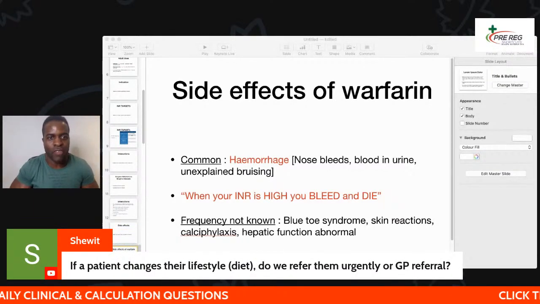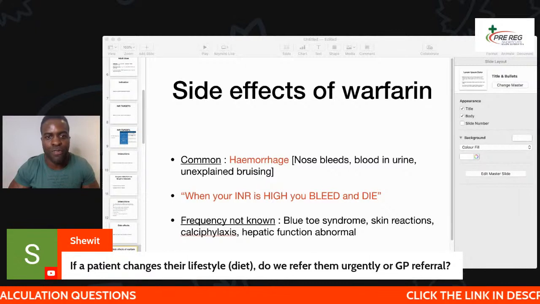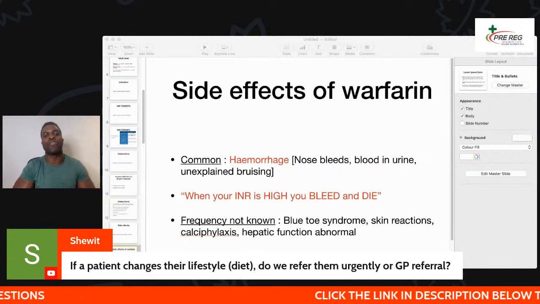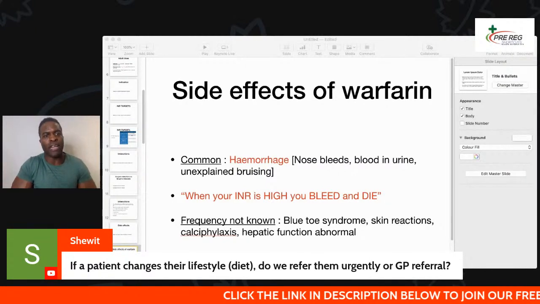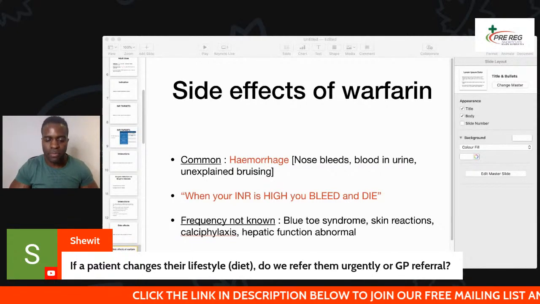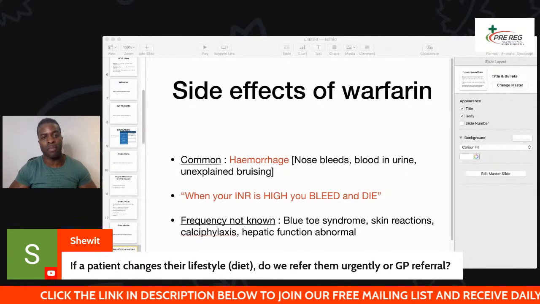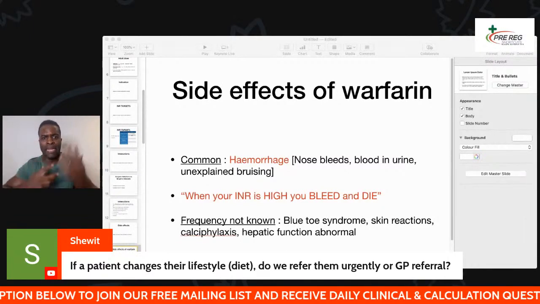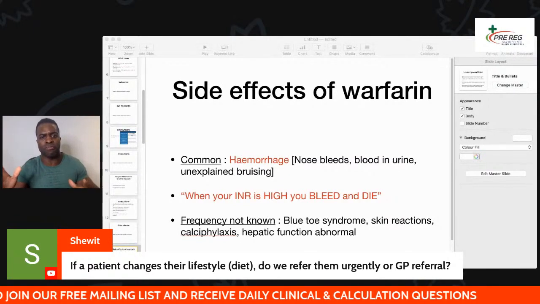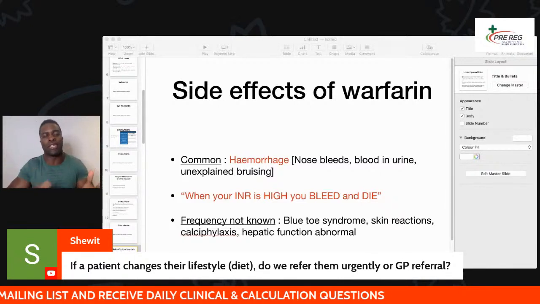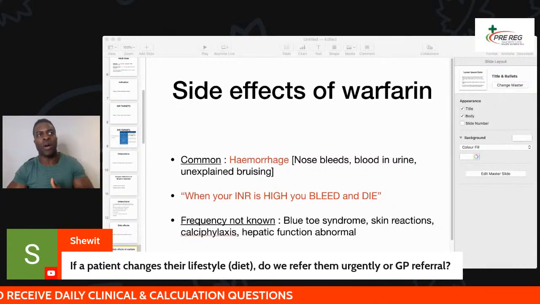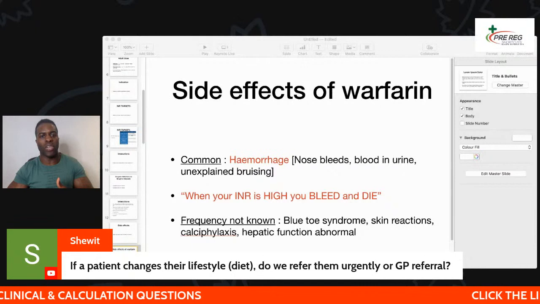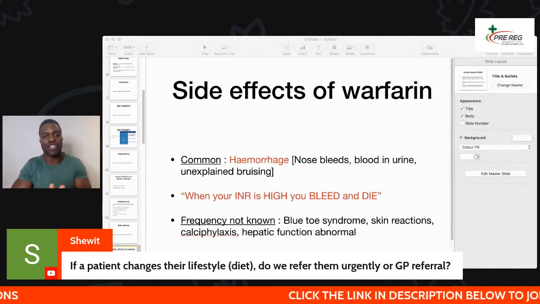Correct. Shall we say, if a patient changes the lifestyle diet, do we refer them urgently or GP referral? So, Sherry. Right, so if a patient changes the lifestyle, you obviously need to tell them. It's not urgent unless they're showing symptoms or bleeding and things like that. But if they change the lifestyle, then it's not an urgent referral in that sense, but you definitely need to tell them they need to check the INR.